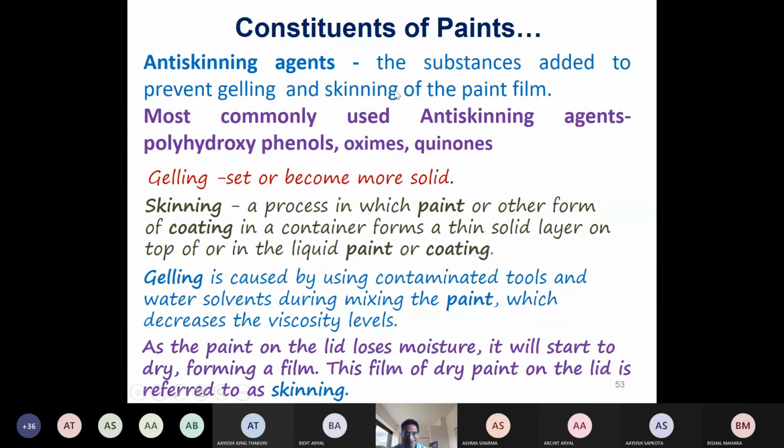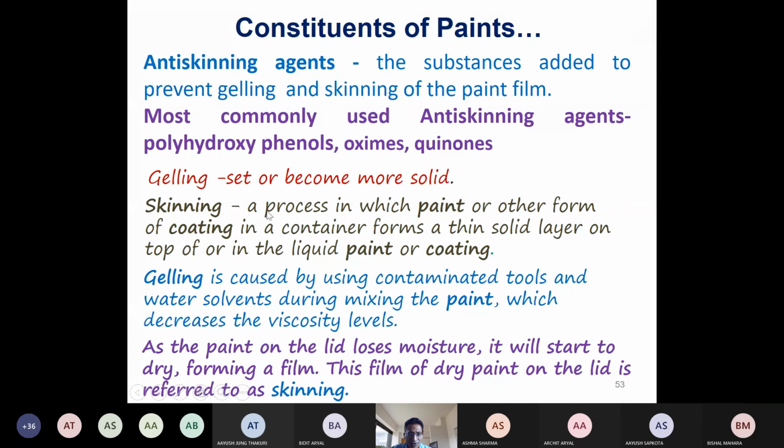Anti-skinning agent, the substance added to prevent gelling and skinning of the paint film. Gelling, when it goes set, they become more solid. Most commonly used anti-skinning agents are polyhydroxyphenol, oxime, and quinone.